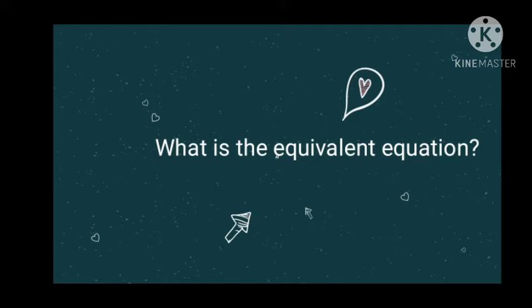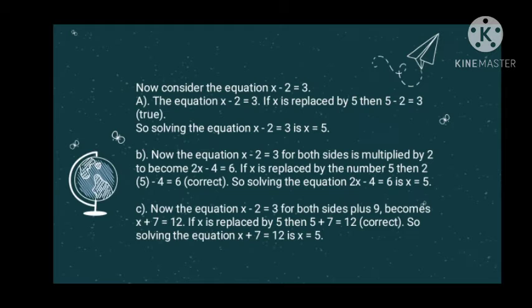What is an equivalent equation? Now consider the equation x minus 2 equals 3. If x is replaced by 5, then 5 minus 2 equals 3 is true. So the solution of the equation x minus 2 equals 3 is x equals 5.